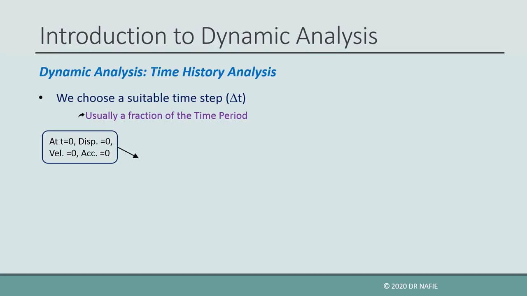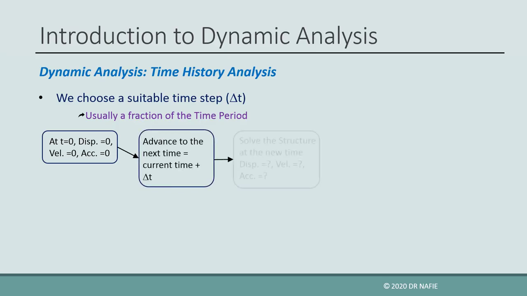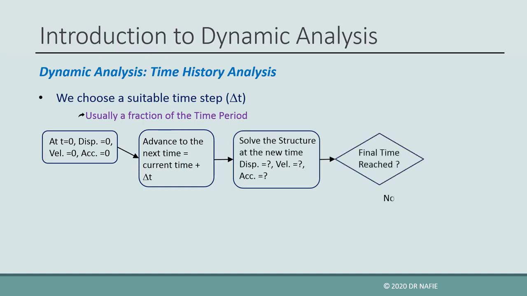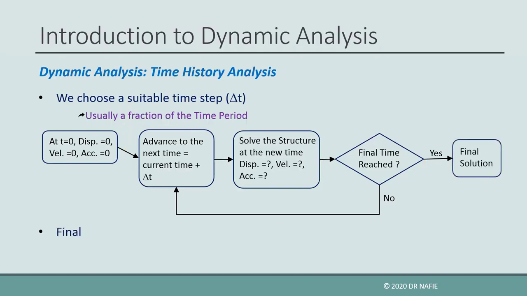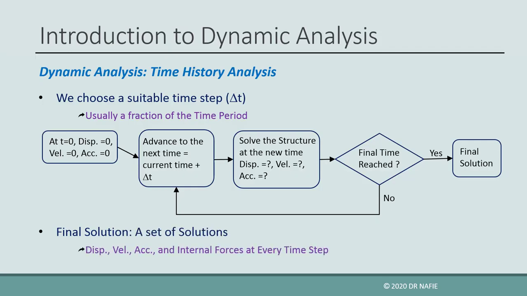We proceed to the next time step by evaluating the force at that step and solving the structure to obtain the new values of the displacement, velocity, acceleration, and internal forces. We then start over again by advancing to the next time step. We continue this process until we reach the final time of the analysis. The final solution of the time history analysis is a complete record of the behavior of the structure at every time step, starting from 0 until the end time of the analysis.